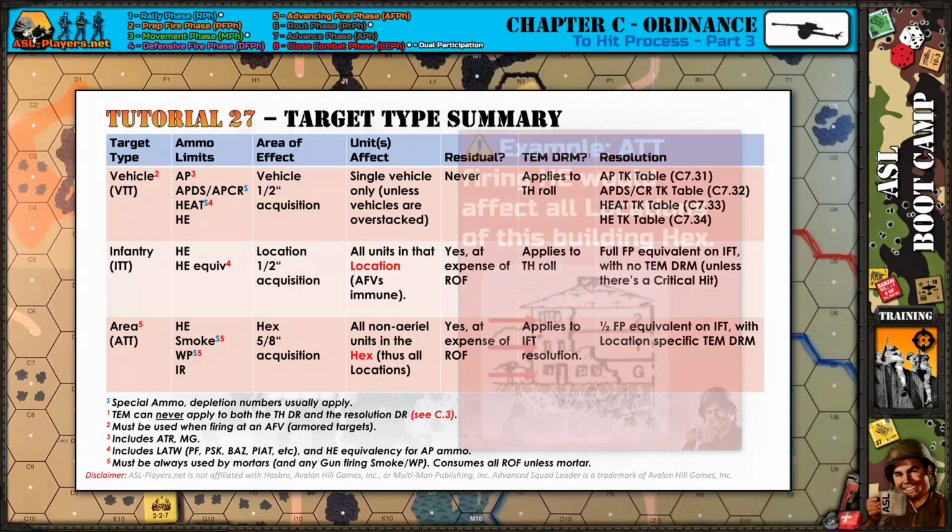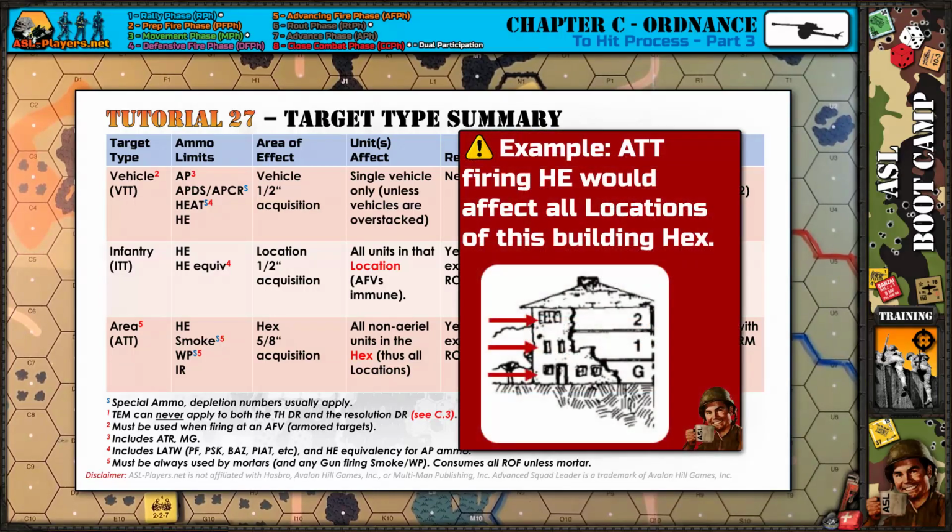So if we go back to our example where we had a building with level 0, ground level 1, and level 2, and you chose to fire, say, a mortar at that hex, and you got a hit, it would affect every unit in every location. Now, a building is a little bit special in that if it's a stone building, the top level would get a +3 to the infantry fire table. The next level down would get a +4, and the lower level would get a +5 because of the structure of the building.